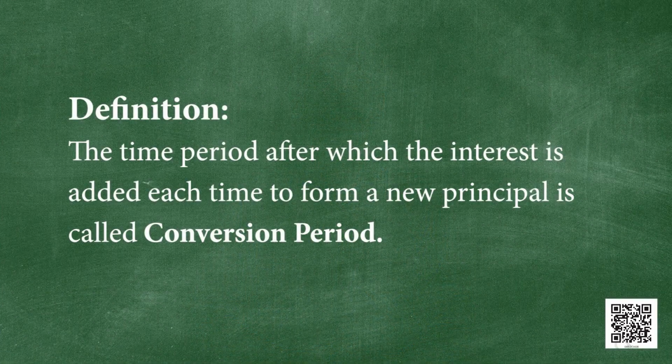Students, in the previous problem it was mentioned that the rate was 15% per annum compounded yearly. So, that means we can also have interest which is compounded half yearly or quarterly. The time period after which the interest is added each time to form a new principal is called the conversion period. Students, when the interest is compounded half yearly, there are 2 conversion periods in a year, each after every 6 months. So, now let us find what happens when the interest is compounded half yearly.